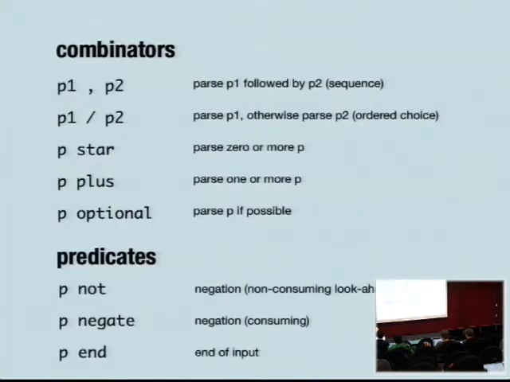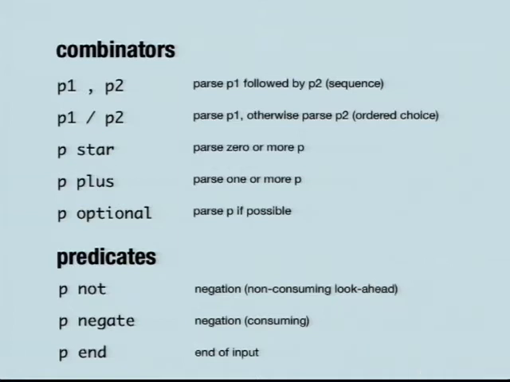So it's one of these predicates, right? We have the predicate not, which was the unconsuming one, negate, which was consuming, and end, which says go all the way to the end. There are some others that are quite interesting, but you find them in the PP parser class. Okay?